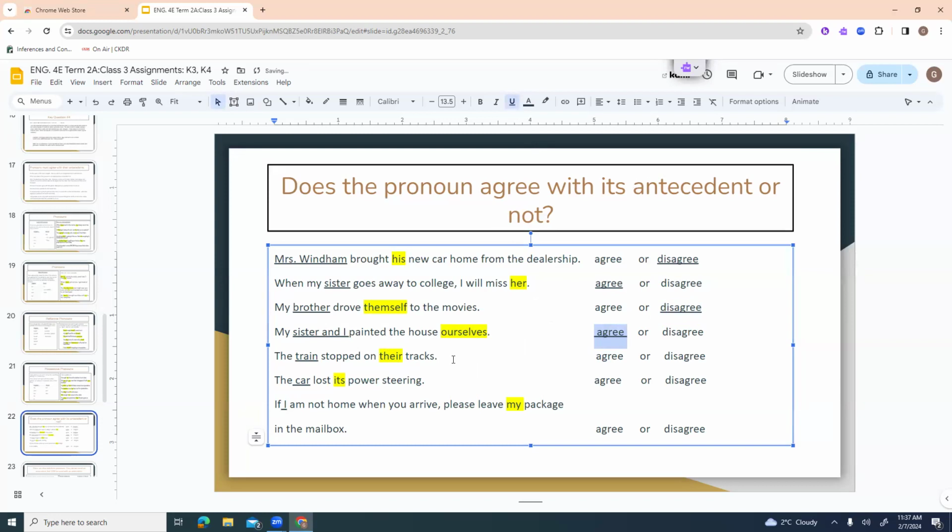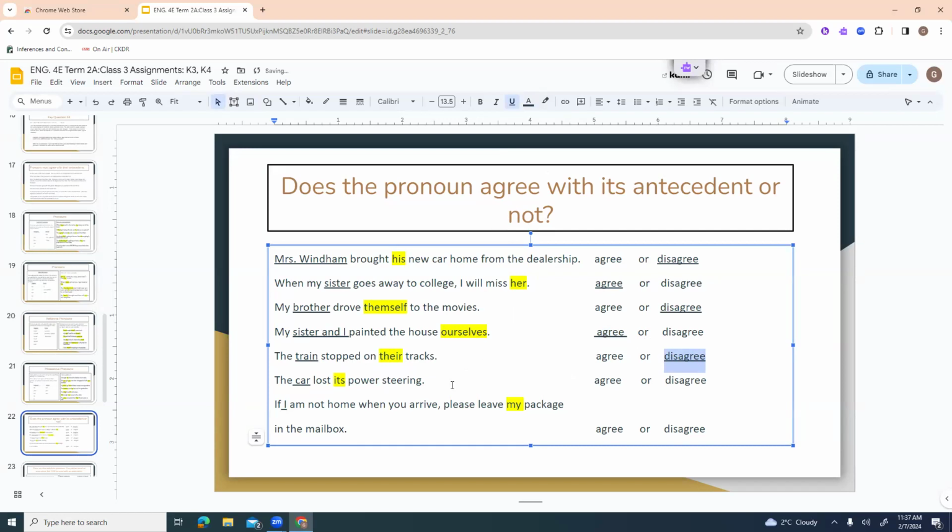The train stopped on their tracks. Their is referring to train. Does that agree or does it disagree with its antecedent? In this case, it disagrees, right? Their is plural, train is not, so that is not correct.